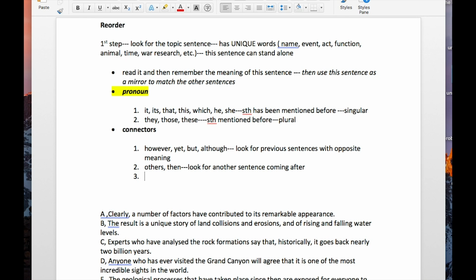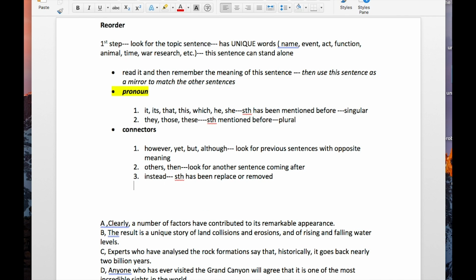Okay, and then there are certain things about instead. If you see the word instead, then something has been replaced or removed, maybe from the previous sentence, maybe from the following sentences. So this is something that you have to decide on your own.